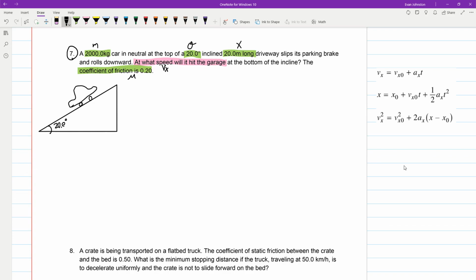Let's go with something like that. And so it's rolling, and there's a little headlight even. We got a little tailpipe going on here. Okay, so there's our car. Great. Now, same thing. We're going to start with just drawing the forces on it.